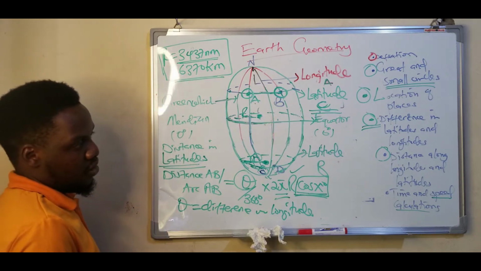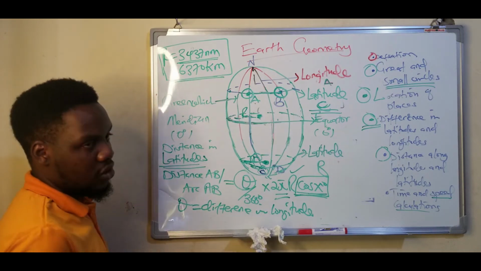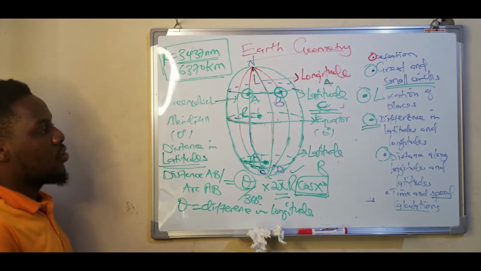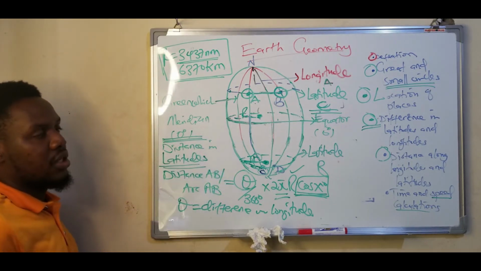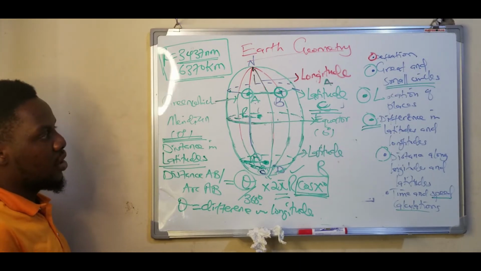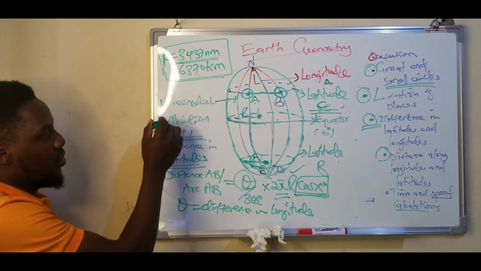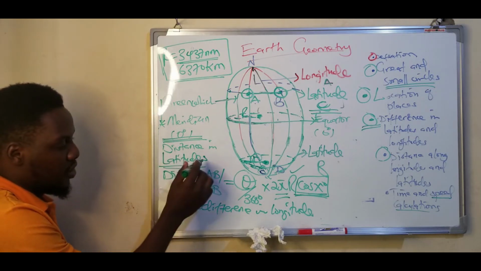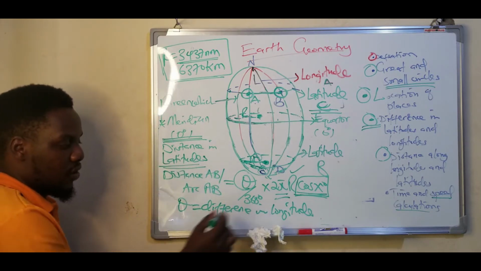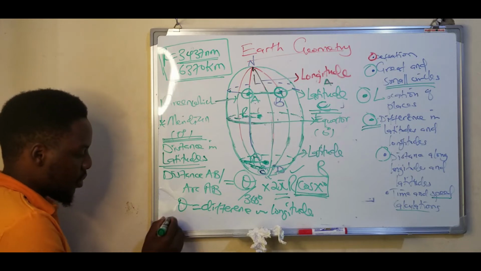And we have talked about how you calculate the difference in longitude. We said you add those points that lie on different sides of the Greenwich meridian, and you subtract those points that lie on the same side of the Greenwich meridian. So theta, when you're calculating the distance in latitude, is the difference in longitude.